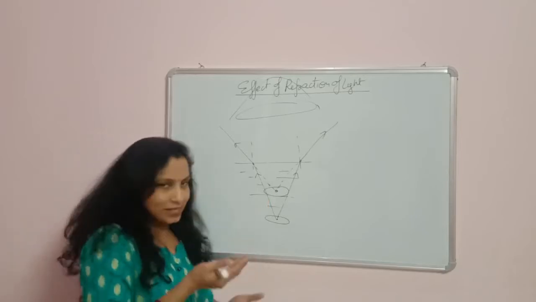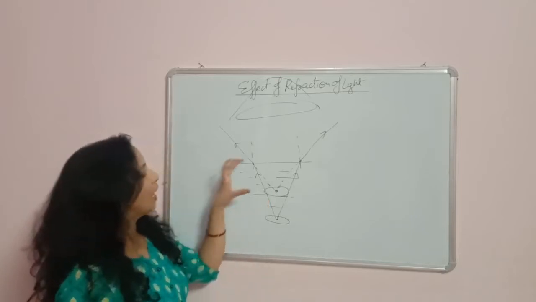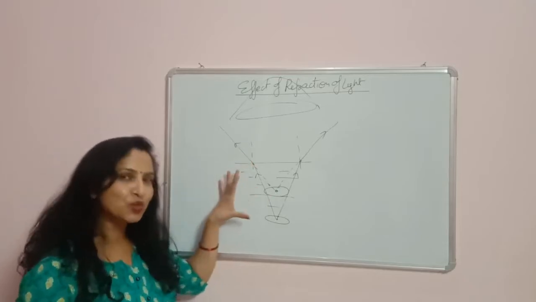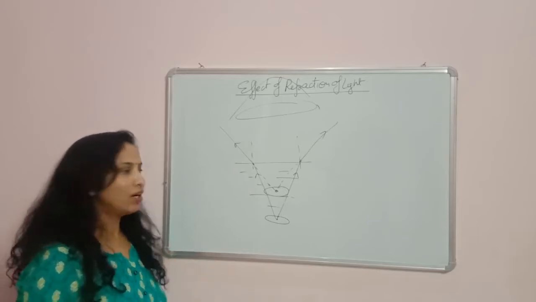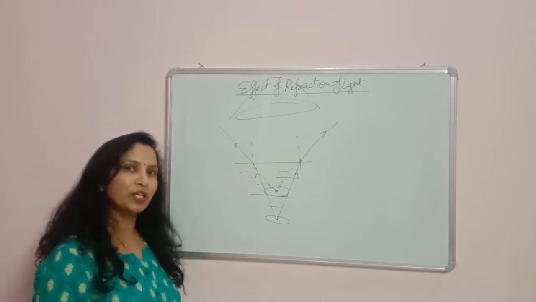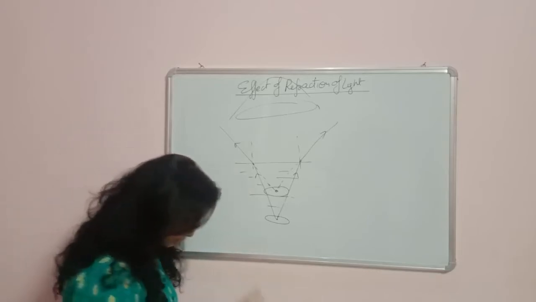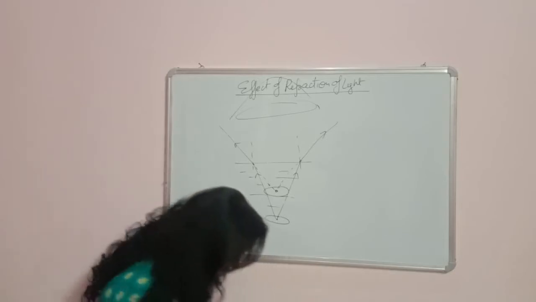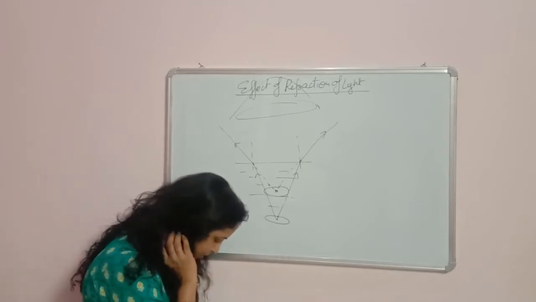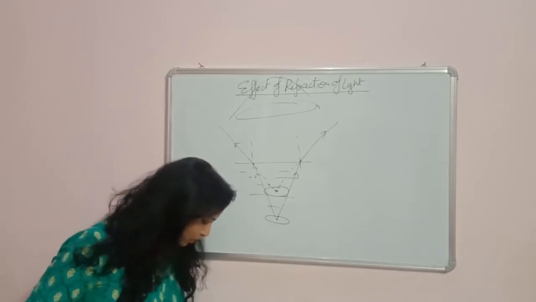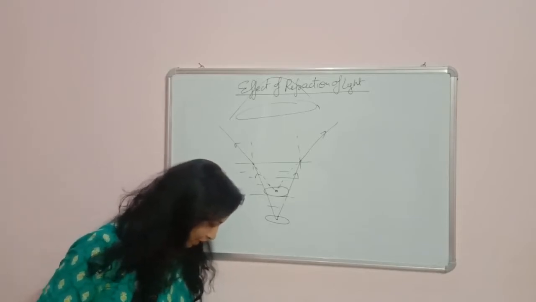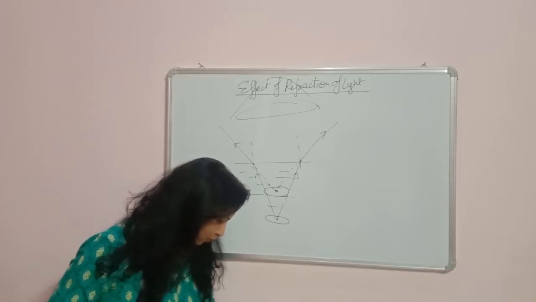It will appear raised. The apparent height is less than its actual height. So when we see an object in the water, it appears to be raised. This is another effect of the refraction of light. Similarly, when a thick glass slab is placed over some printed matter, the letters appear raised when viewed vertically from the top.